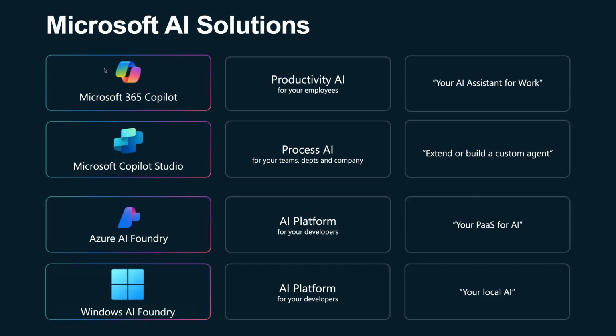So all of these first three solutions are cloud-based solutions. To use them, you need to have basically cloud resources. But for Windows AI Foundry, you need a Windows 11 Copilot PC, and you have these built-in AI APIs available in your platform, in your device, so that you can apply these AI-powered features to your Windows apps.